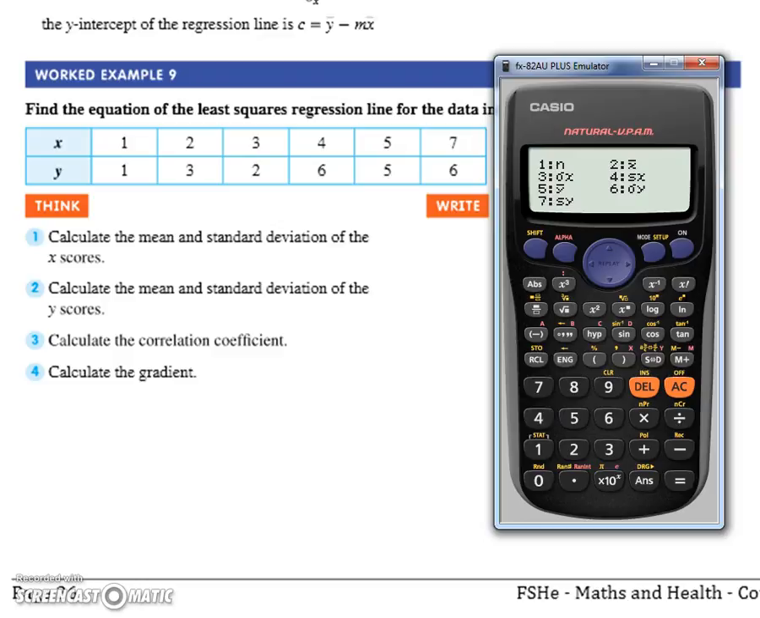You've got the mean of Y in there. You've got the standard deviation of X, the standard deviation of Y, and the sample standard deviation of X, and the sample standard deviation of Y. So which one are you going to do first? You're going to do X. Which one, standard deviation or mean? Okay, let's do mean. That's number 2 on my calculator. I got 3.67.